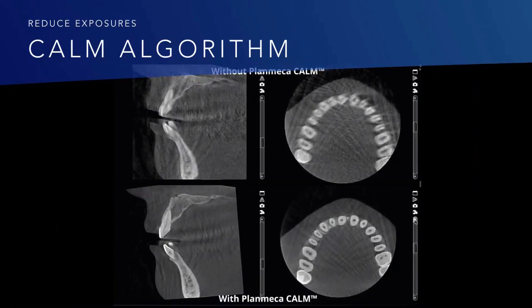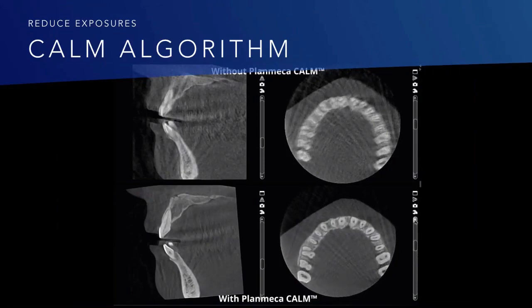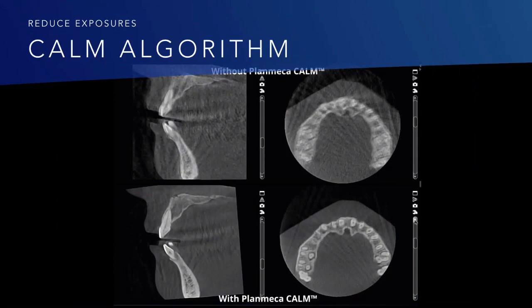So what does this mean for me? It means that not only am I using less radiation than 2D, but that if I do have to retake an image for whatever reason, I can do so knowing that it's unlikely that I'm having to retake it because of patient movement. It's something else. I'm wanting to image another area at a higher resolution, perhaps. Rarely do I retake a CBCT because of patient movement, and it's because of this algorithm that's been developed.